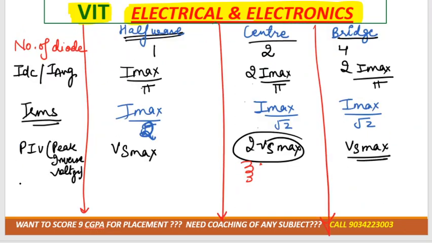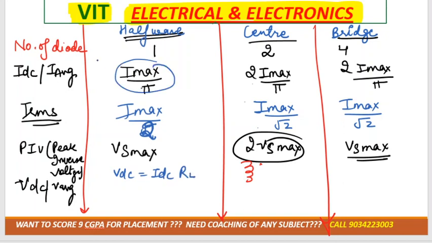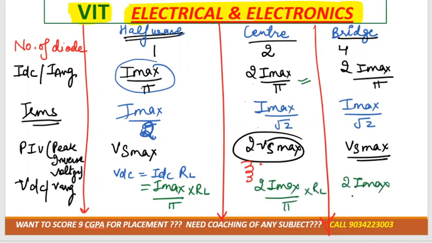Okay. Now if they ask you to calculate VDC, or average, then in that case the formula is VDC is equal to IDC into RL, right? IDC value we already know, that is Imax by pi. So Imax by pi into RL. Similarly, this one becomes 2 Imax by pi into RL, and this one also 2 Imax by pi RL. Got it? Clear this thing?